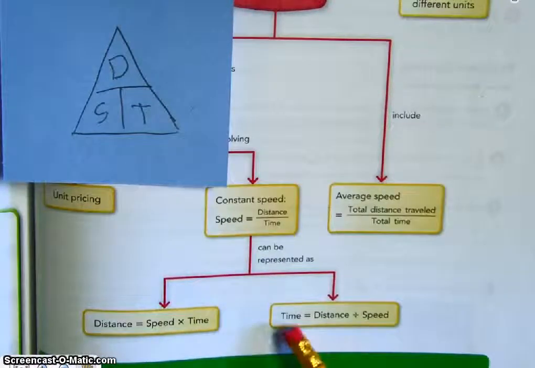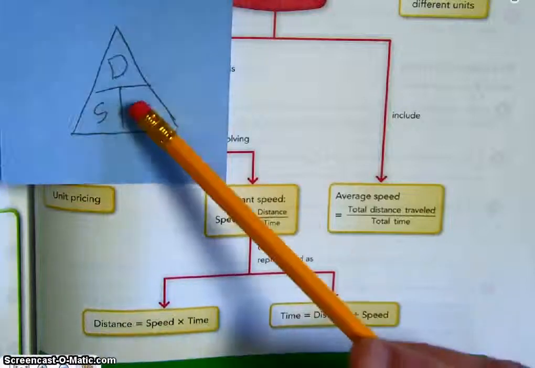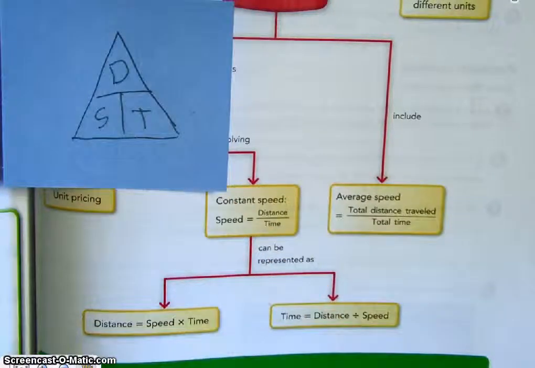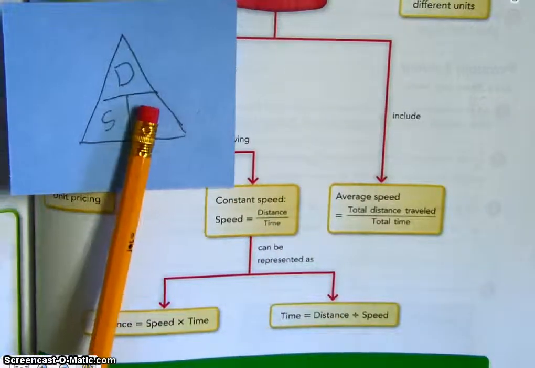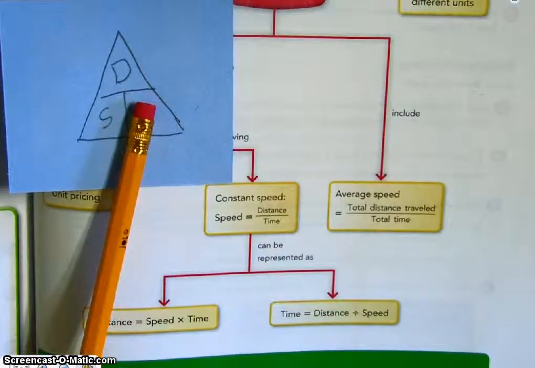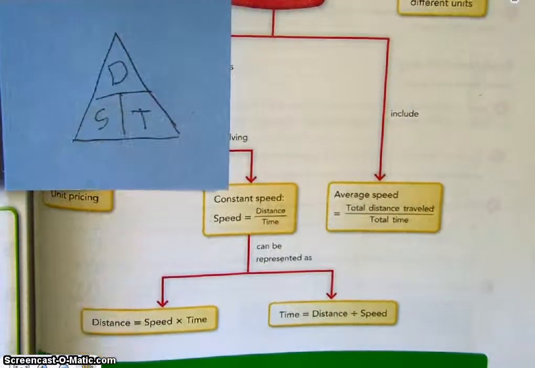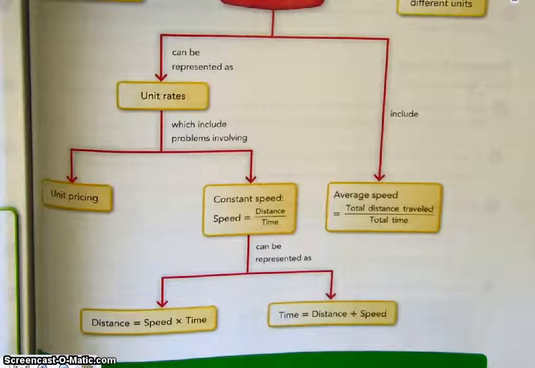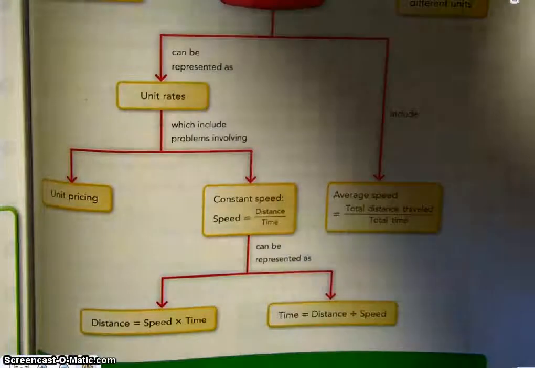Then our last one is they're asking us for time, so I cover up my T for time, and then I need to divide because they're on top of each other. So I would divide my distance by speed. So hopefully those make sense to you. If not, please come talk to me so that you're not confused on the test.